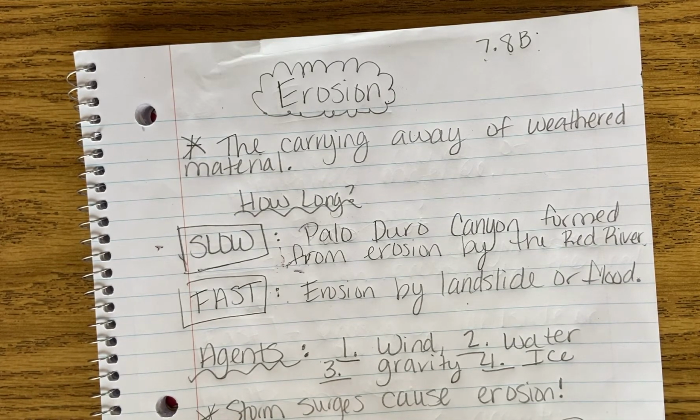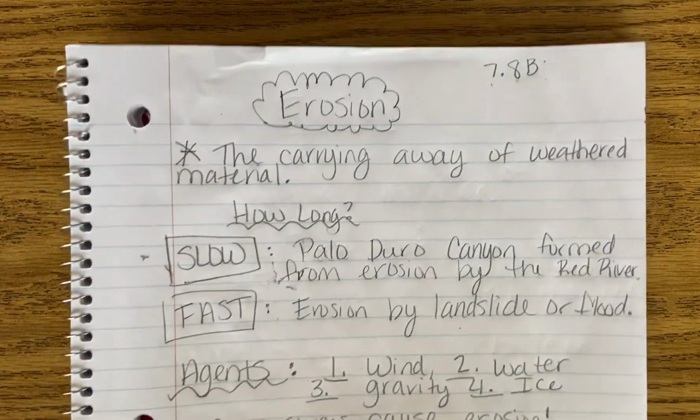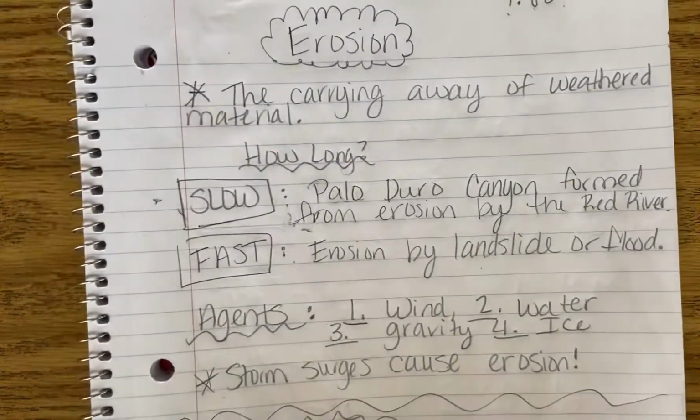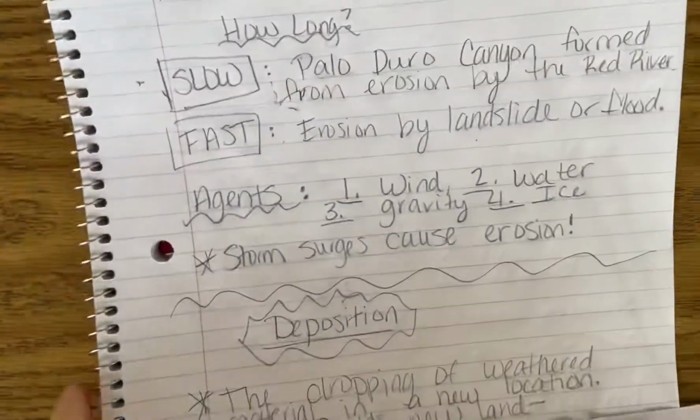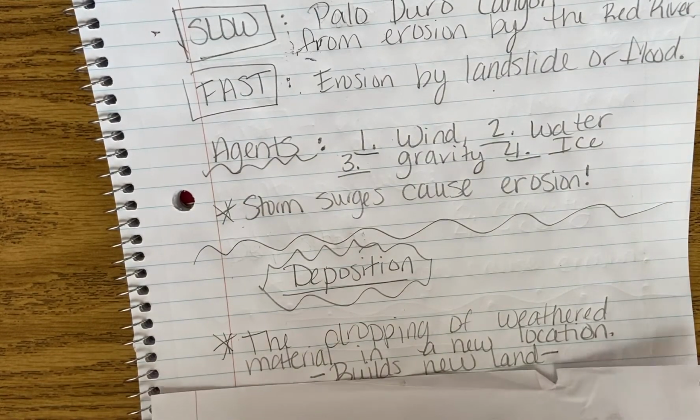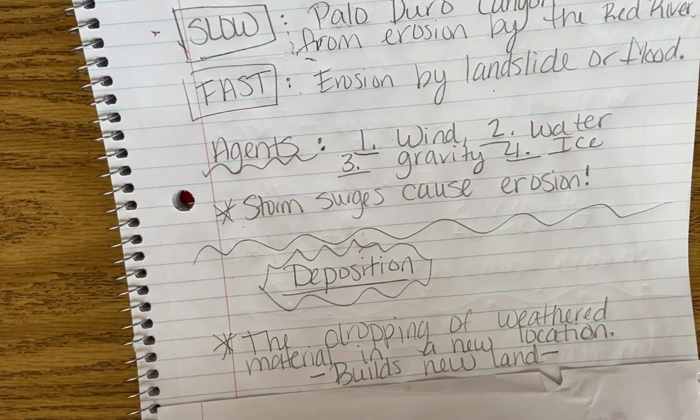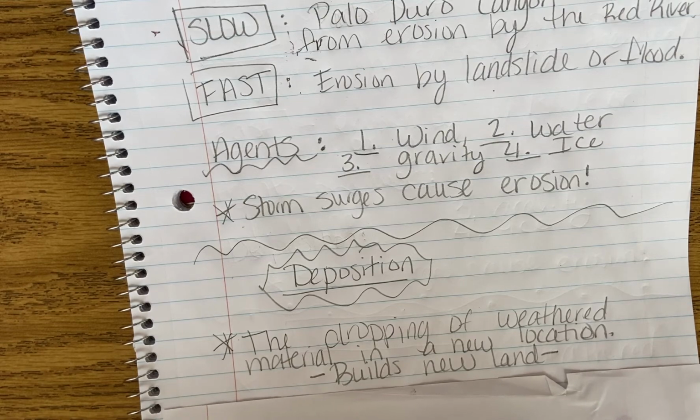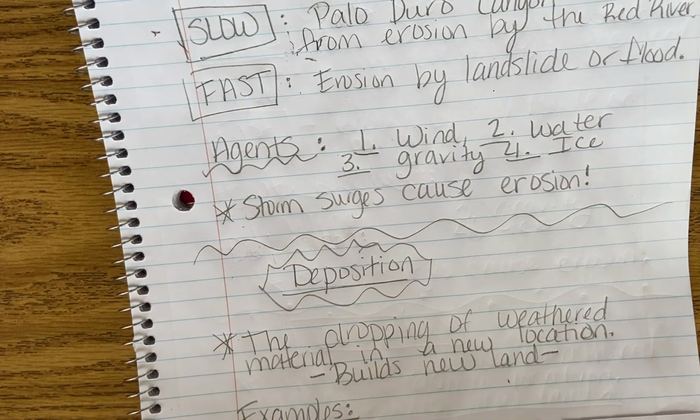All right, so we're going to talk about deposition now. So make sure you guys copy this down. Pause if you need to. Okay, so deposition is the dropping of weathered material in a new location. This builds new land. Examples.